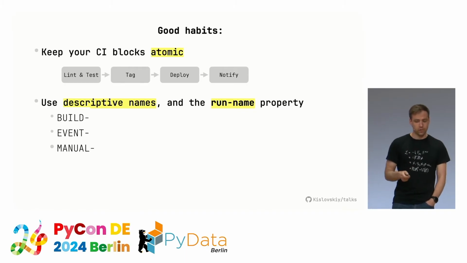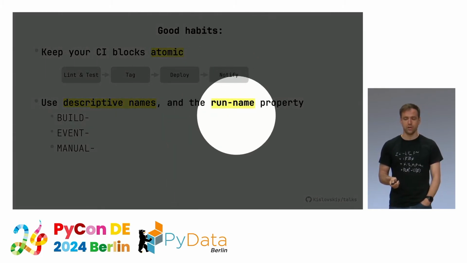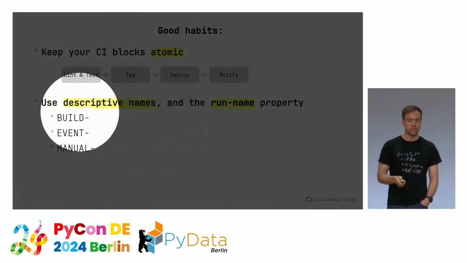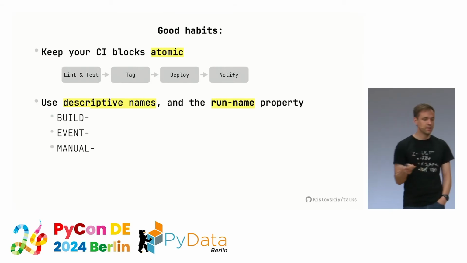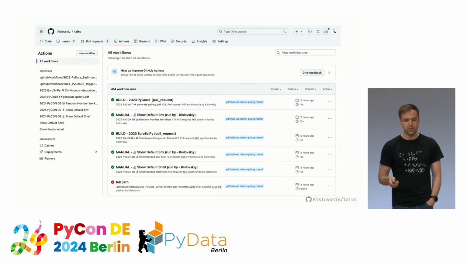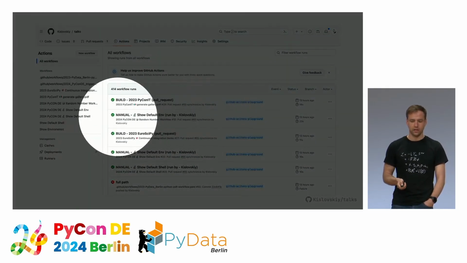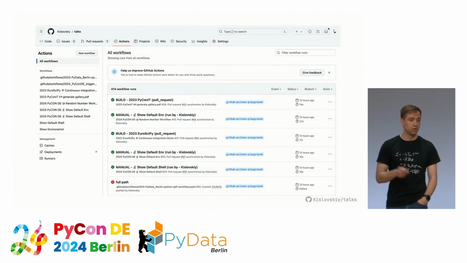Another very important thing is that usually the GitHub UI is very messy. So GitHub gives you the opportunity to set the run name. And you can put the build prefix for something that is triggered automatically, for example, pull request. Event is something triggered in an automatic way by another workflow, and manual for the jobs that you run manually. And this is why, because as soon as you start accumulating the YAML files, you start seeing more and more jobs like this, and it becomes very challenging to navigate through that.